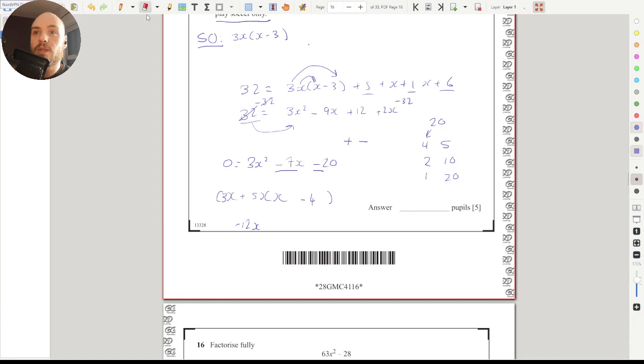So what I'll do, just to clear up any confusion, is make clear brackets there. Okay, and then 5 by x is plus 5x, and 5x plus minus 12x will give us minus 7x. And that's all equal to 0.